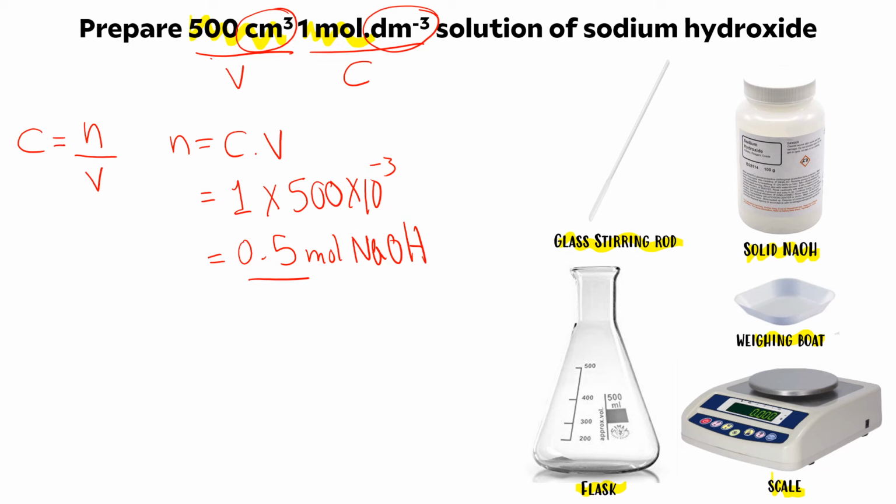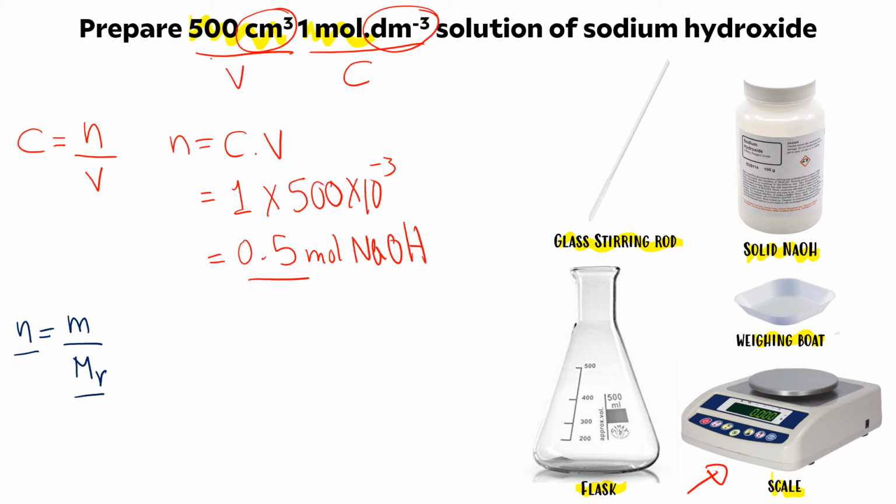Okay, this is the number of moles of sodium hydroxide, but we do not have a device that could be used to measure the moles. But we already have a scale. How can we use this scale? We can use this scale to measure the mass, m. And we already have a formula which tells us that n, the number of moles, is equal to mass over molar mass.